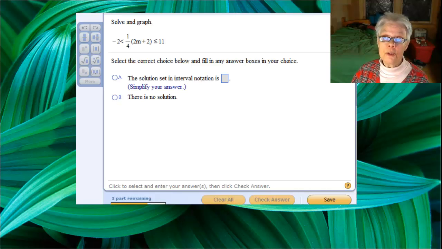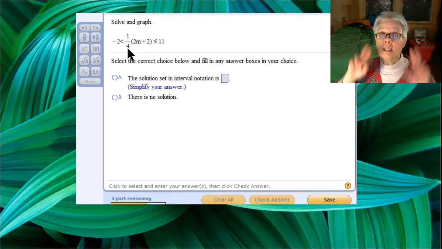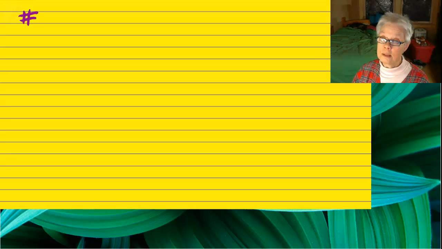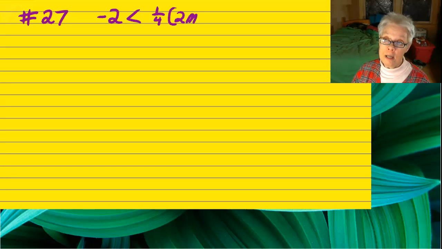Next problem. This is a three-part inequality. The object is to solve the inequality for the variable, which must be located in the middle. Whatever you would do to two sides of an equation, you do to all three sides of a three-part inequality. Okay, so let's see what we're going to do. For this problem, we have negative 2 is less than 1/4 times, parentheses, 2m plus 2, parentheses closed, less than or equal to 11.